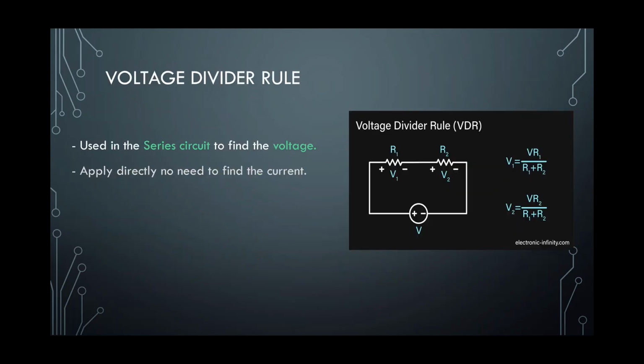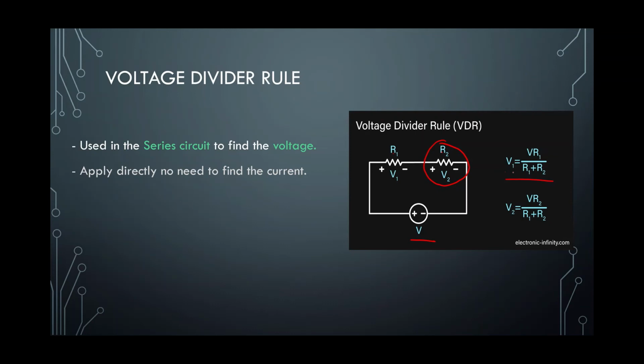Let's take it one by one. The voltage divider rule. If we have the circuit, this is the source voltage, this is R1, this is R2, and we have to find the voltage here. What we are going to do is use the voltage divider rule.